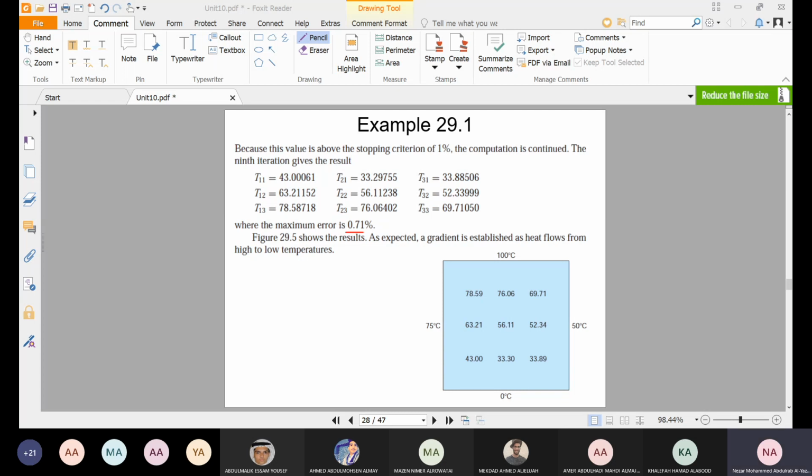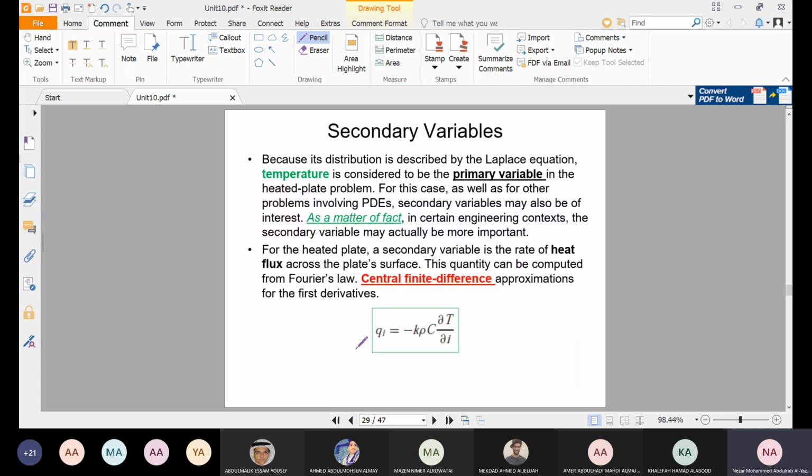What we want today also to talk about is that sometimes we have another parameter. Here we are interested in computing the temperature. What if we are interested in computing another variable, not the temperature? What we studied before was computing the temperature, but sometimes we also need to compute secondary variables, not the temperature. So how do we solve these types of equations?